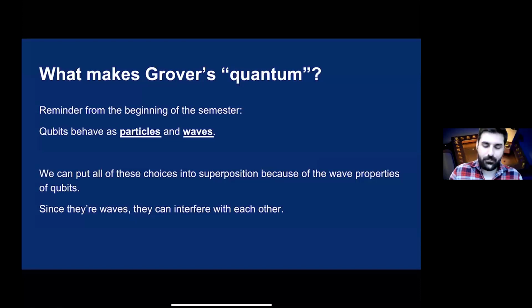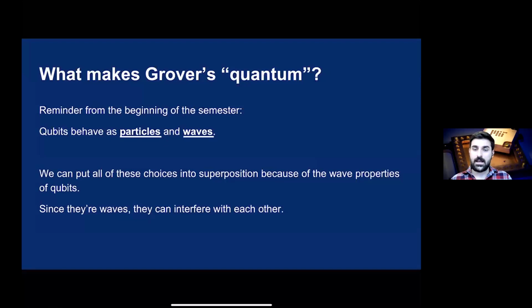So again, what makes Grover's quantum? How are we utilizing these quantum resources in Grover's algorithm specifically? Well, to give you a reminder from the beginning of this semester, I believe lectures 1, 2, and 3, where we talked about quantum mechanics, qubits behave as both particles and waves. That was the concept of wave-particle duality that we discussed earlier in the semester.